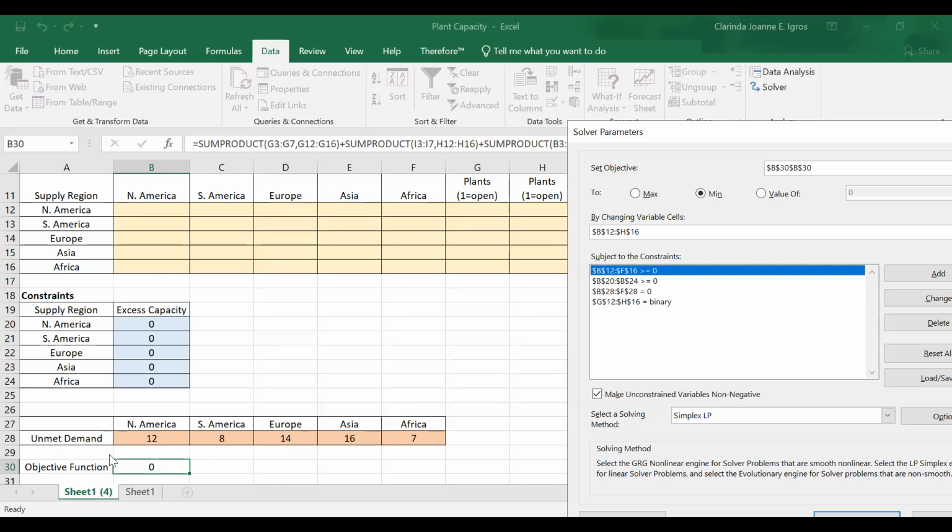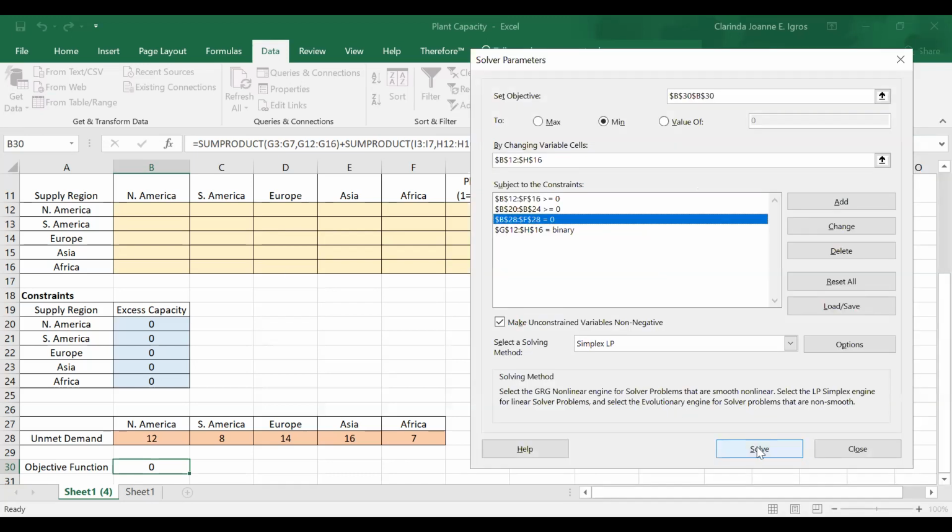This one is the supply, which should be greater than or equal to 0. The third constraint is particular with the binary output, if it is 1 or 0 if the plant is operational. And the last one states that the value should be greater than 0 or should be an integer.